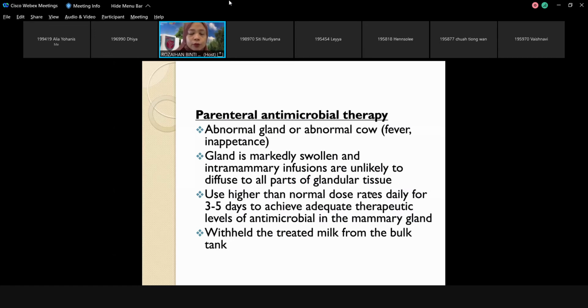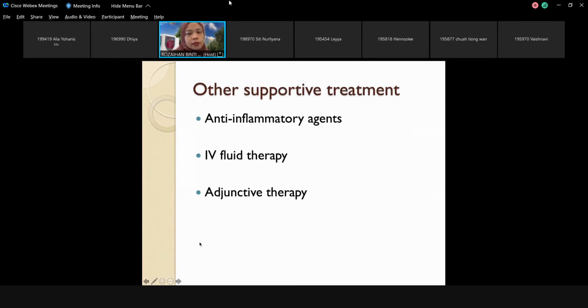Okay, and make sure, because all these antibiotics have a withdrawal period. So just make sure that you tell the farmers to follow the withdrawal period according to the drugs. Other supportive treatment, like anti-inflammatory, you can give NSAIDs, you can give flunixin, most of the time flunixin. If you suspect the animal is having toxemia or dehydration, of course you can proceed with IV fluid.